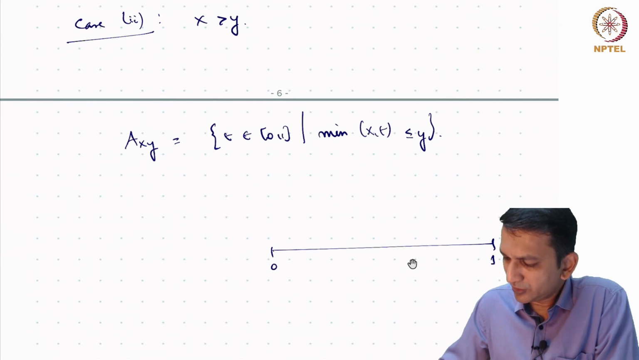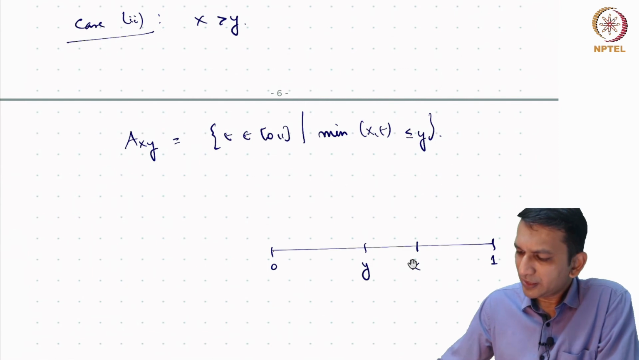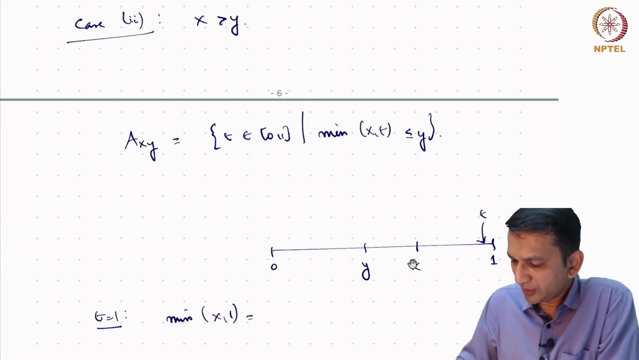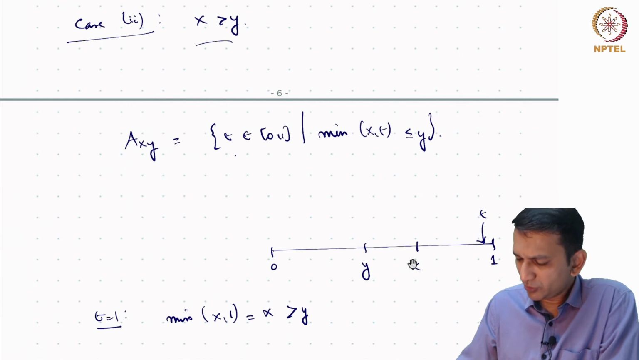Now y is here and x is here. Can I have t to be somewhere close to 1? What if t is actually equal to 1? Then we see that min of x comma 1 is equal to x, but it is greater than y under the assumption that we have. So t equal to 1 is not going to work.